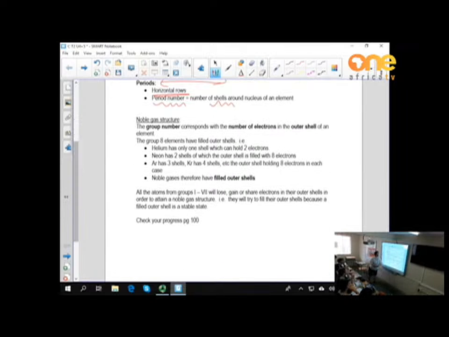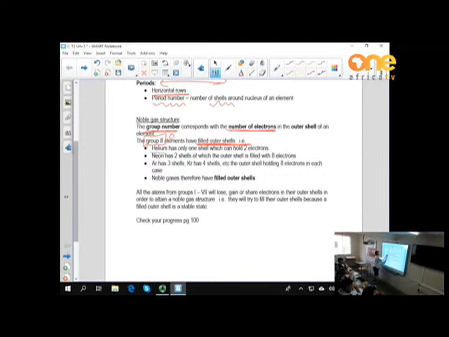The next thing then, I talk about noble gas structure. Now the group number corresponds with the number of electrons in the outer shell of an element. Group 8 elements, group 8, also known as group 0, has got filled outer shells. What can you deduce from having filled outer shells? There will be no bonding places. All right. So they will not bond. They are stable. All right.